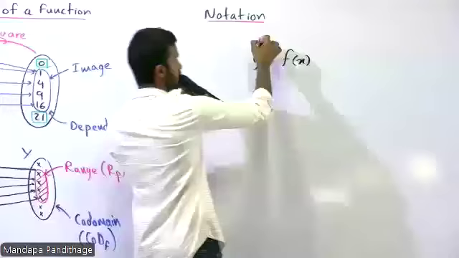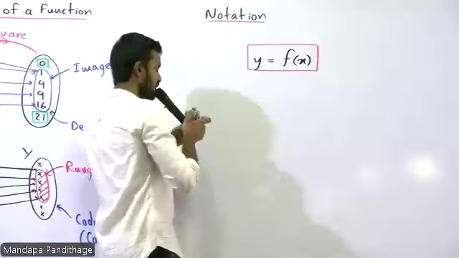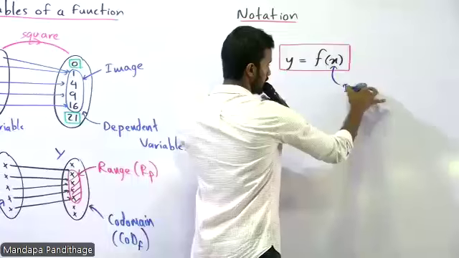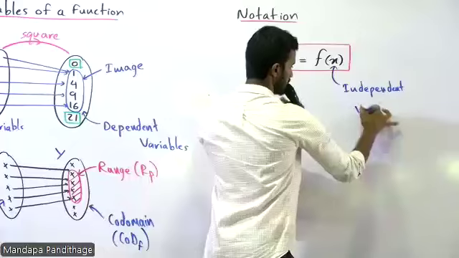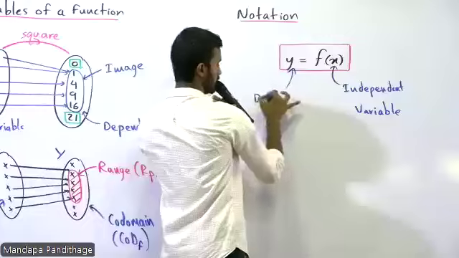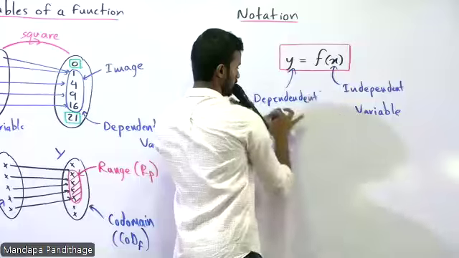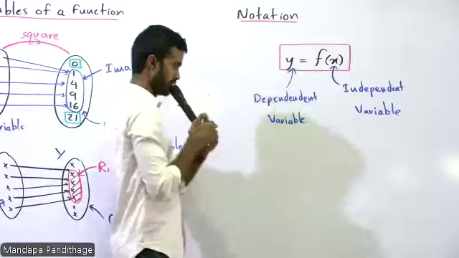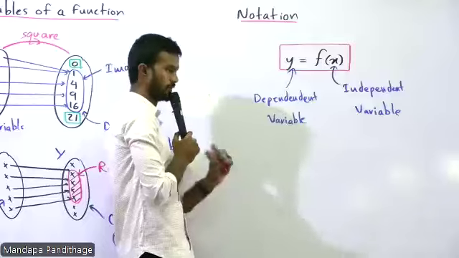is the main way that we denote a function, or the notation of a function. So here x is the independent variable and y is the dependent variable. Clear? So x is the independent variable and y is the dependent variable. So this is one notation, the main one.